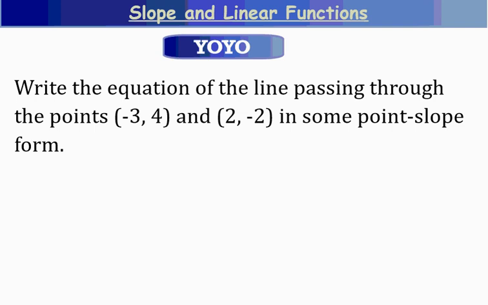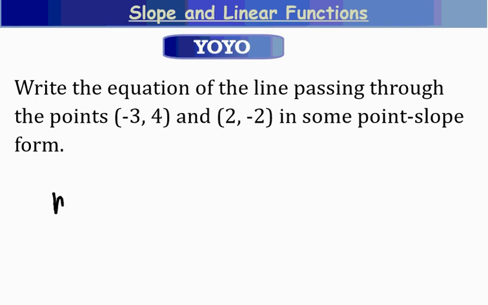Going to give you a chance to try. Your job is to write an equation of a line that goes through the points -3, 4 and 2, -2 in some point slope form. If you want to write it in the modified or in the regular, feel free to do so. But pause the video now, give yourself maybe a minute and a half to try it, and unpause it once everyone's had a chance to try.